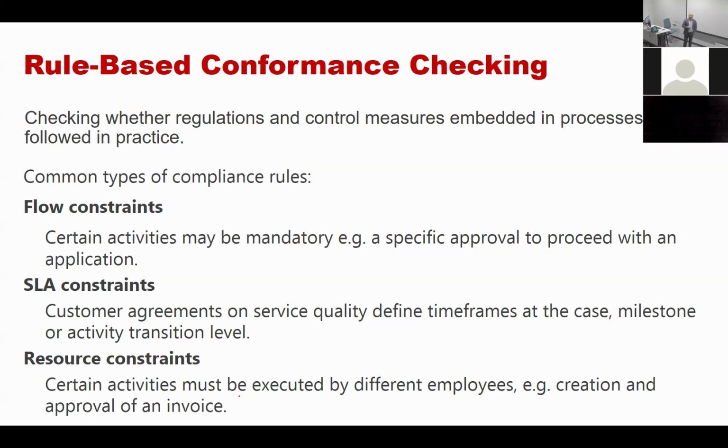And the third type of constraints or rules that we often see in practice are resource constraints, which tells me, for example, that certain tasks can only be performed by certain people. For example, entering an invoice into a system is something that should normally only be done by certain vetted financial officers.